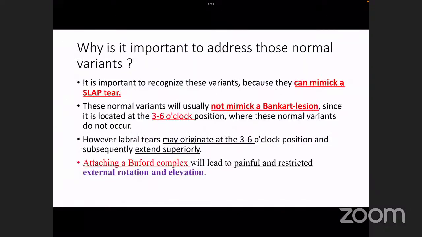So why is it important that this is a normal variant? It's very important to recognize them because they can mimic a SLAP tear. These normal variants will usually not mimic a frank tear, since they're located at the 12 o'clock position, and you know that they have a typical position. However, labral tears may originate at the 3 to 6 o'clock position and subsequently extend superiorly. Attaching the upper complex will be painful and restrict external rotation and elevation.